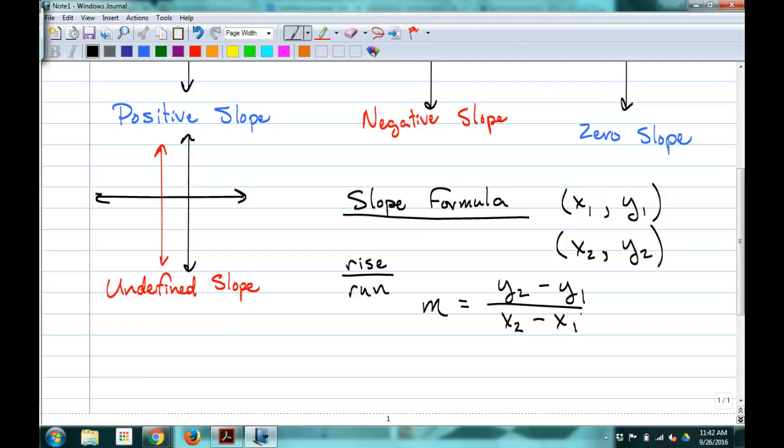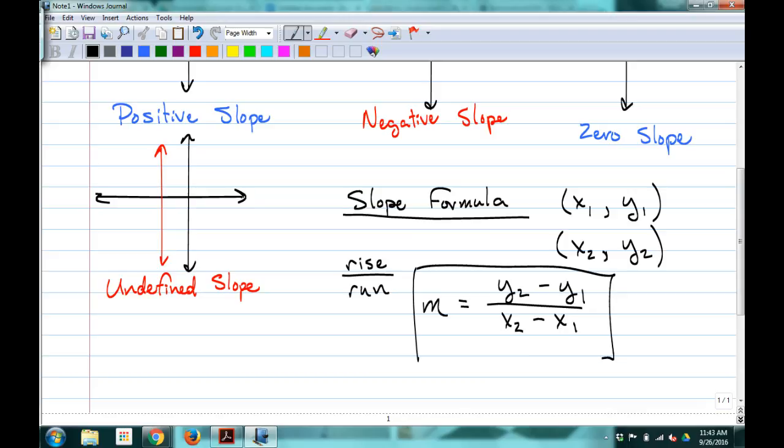Now, it doesn't matter which one you call X2 and Y2 and which one you call X1 and Y1, as long as your ordered pairs are kind of lined up vertically. The X and the Y that go together are lined up vertically. It's not going to change anything about how your answer goes based on that. So you don't always just have to say the second one minus the first one. If it works better for you to do the first one minus the second one, that's fine. You'll get the same answer out of that, okay? So that's the formula we're going to use.